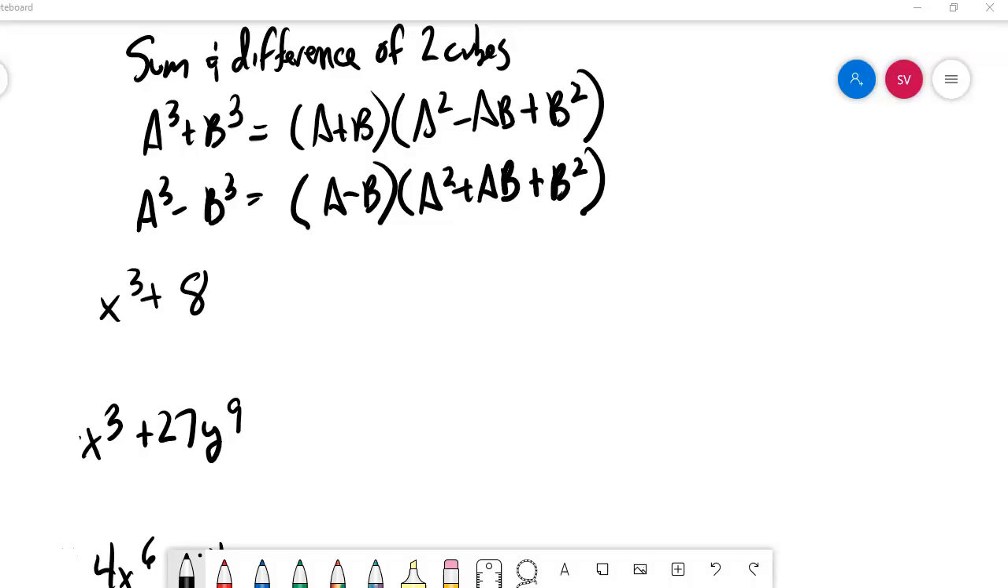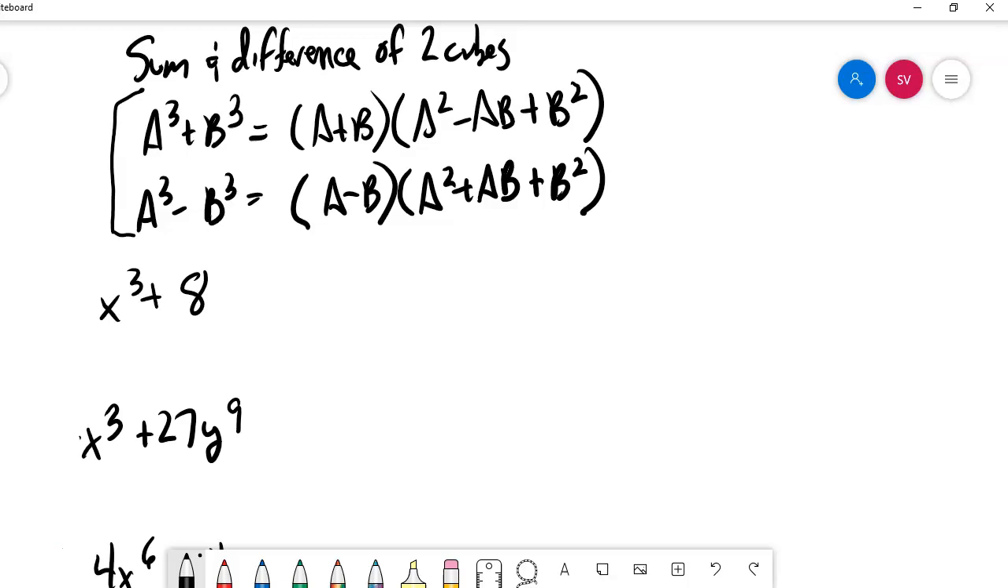Here are our templates right here. So whatever problem we have, we have to format it first so that it fits in the a to the third plus b to the third format, or if there's a minus, it has to fit in the a to the third minus b to the third format. Let's take a look at our first example here.